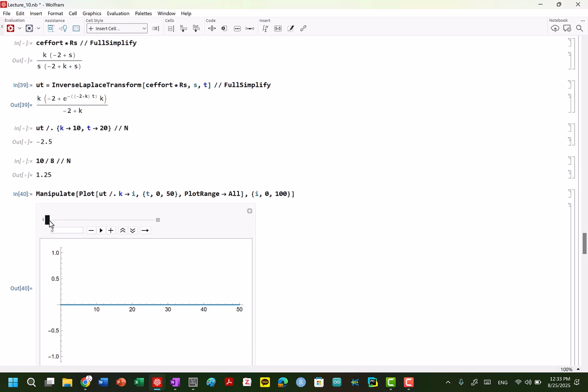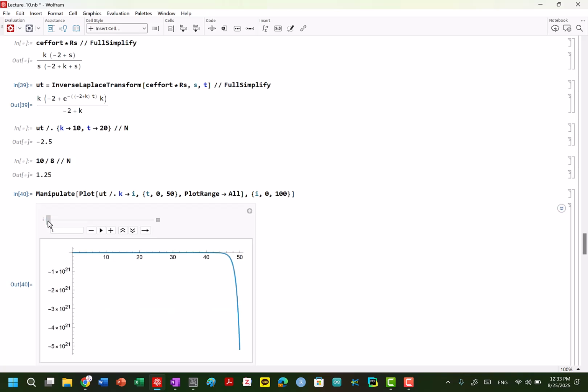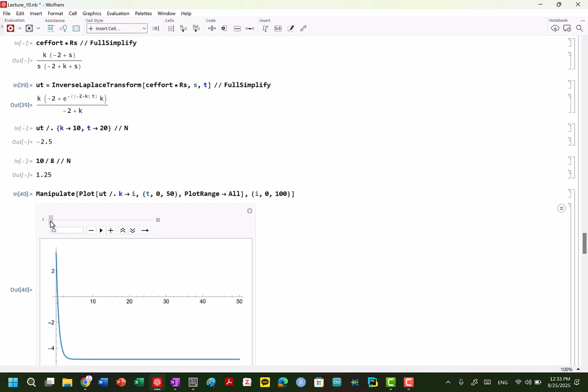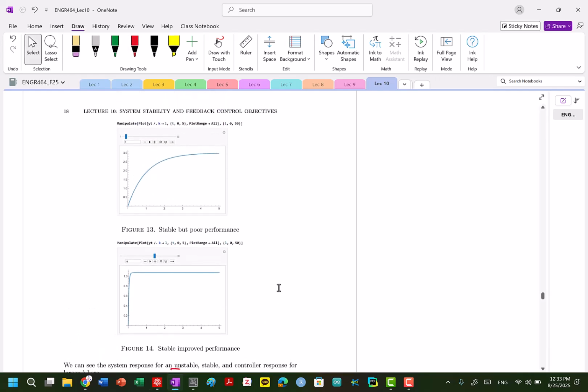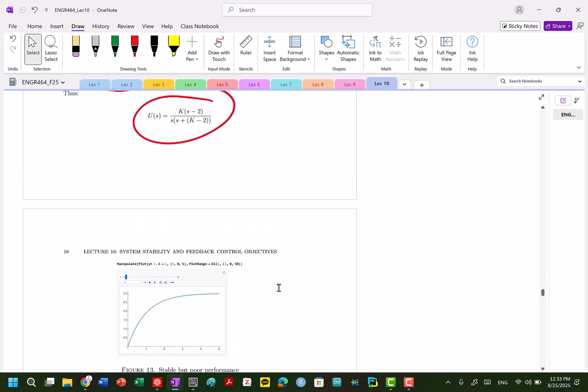So as I increase, and remember I have to get past, this is just going to negative infinity. But once we hit 2, we're stable. And you see that value is kind of increasing there initially. So we're changing essentially this value here. So you can see the system for unstable, metastable, and the control response as we change that input.